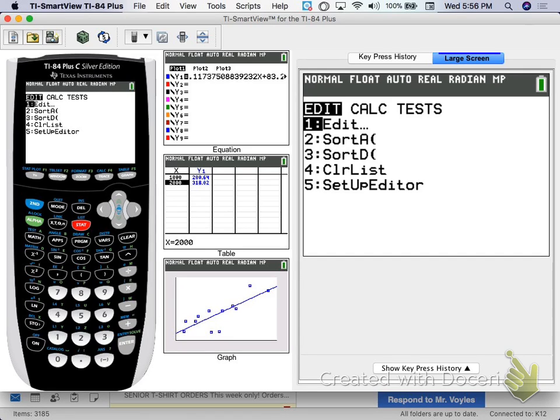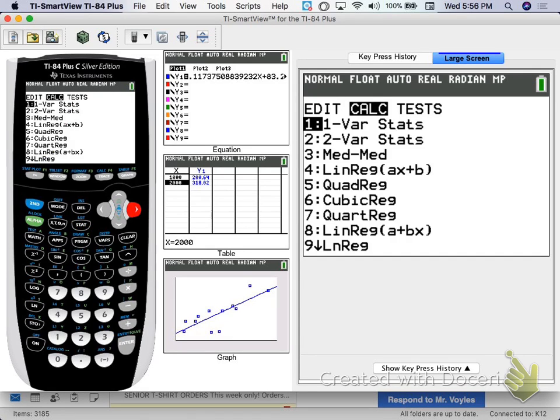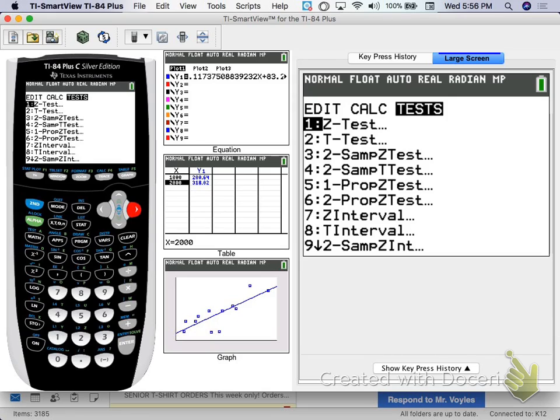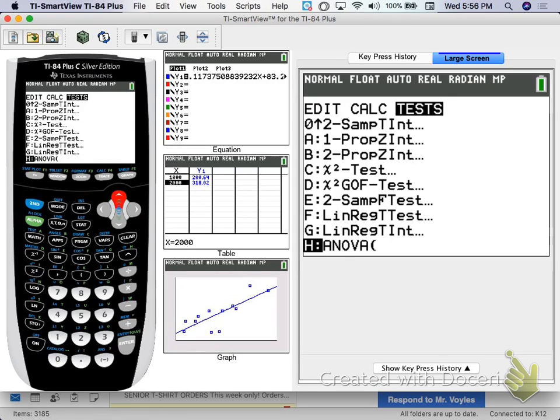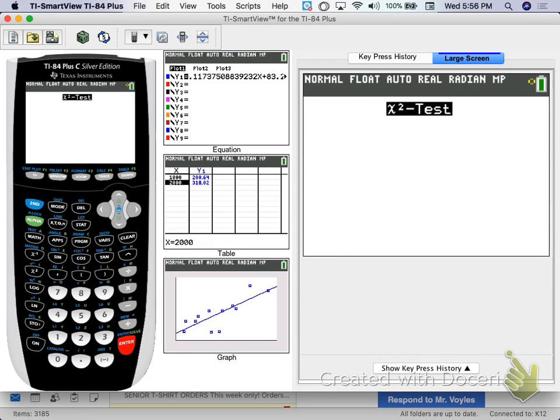And we've been on this menu before, but we've never gone to tests. Makes sense because I'm doing a chi-squared test that this is where I would go. I need to go to the second screen here, and I want to go to a chi-squared test. Now, I don't know what this one is here. We're not doing that one. We're just doing the regular chi-squared test. So we're going to hit enter.